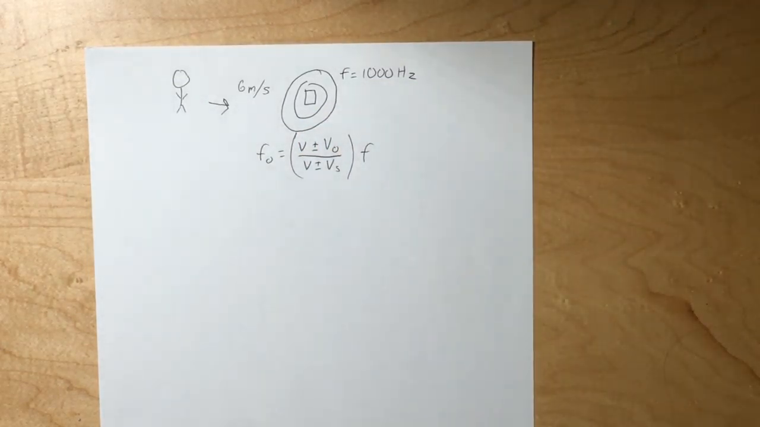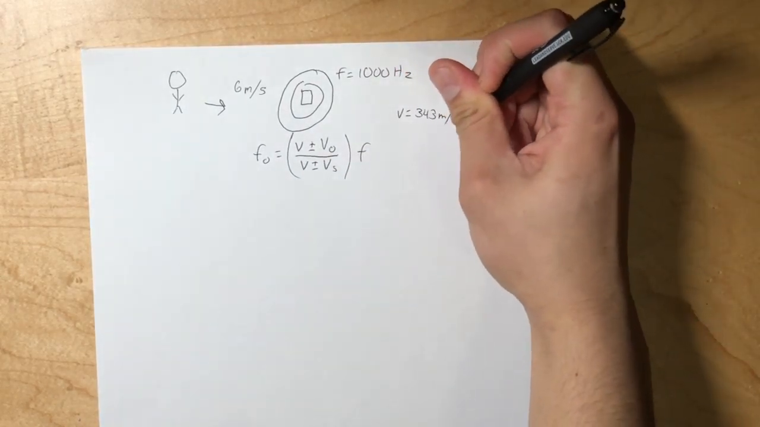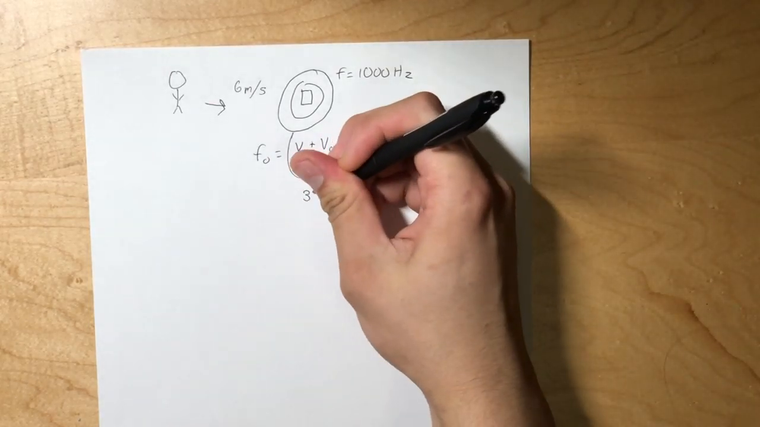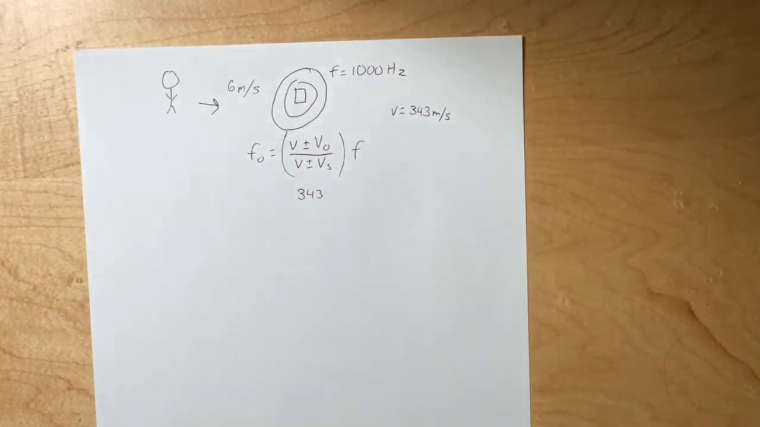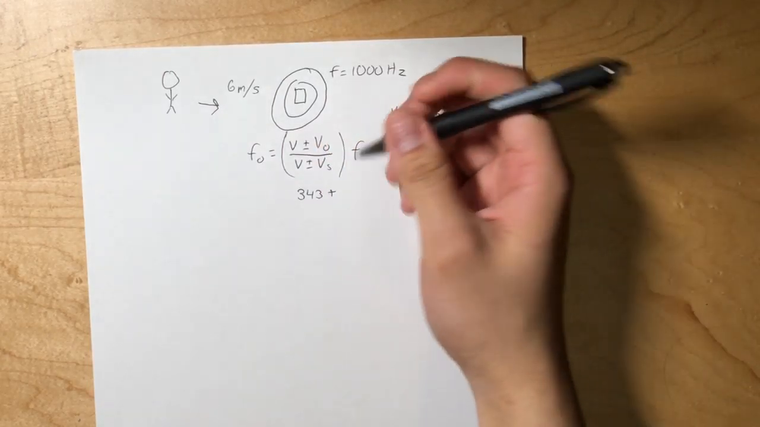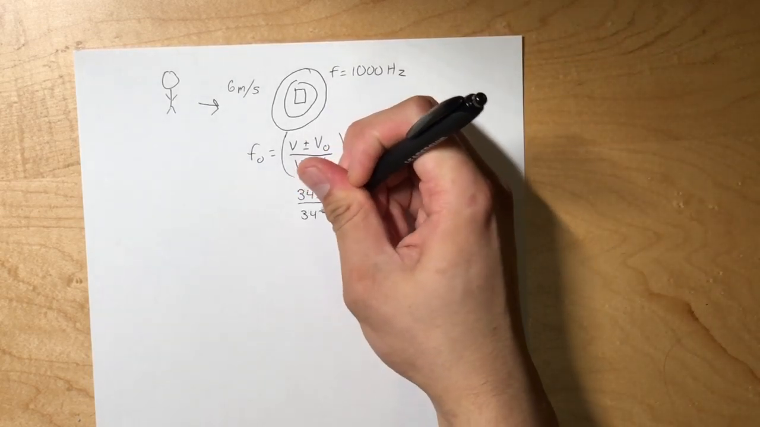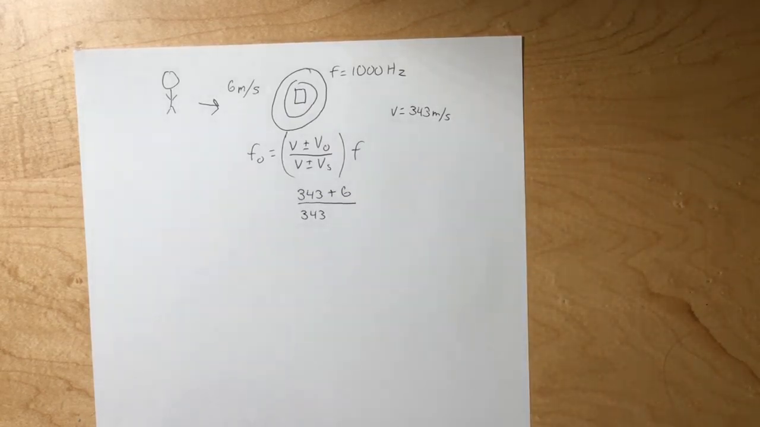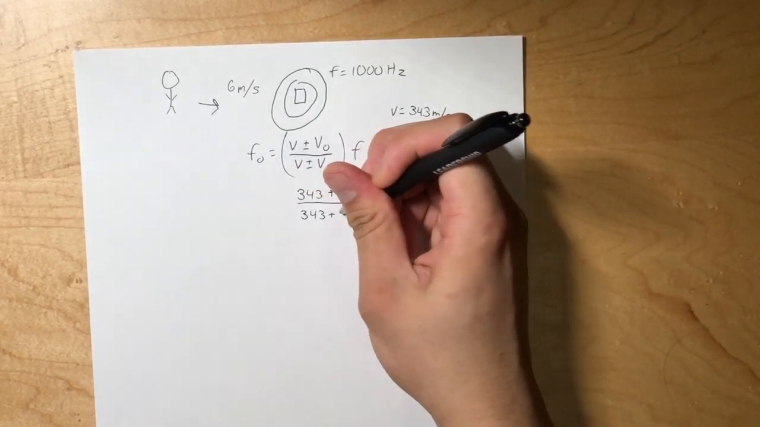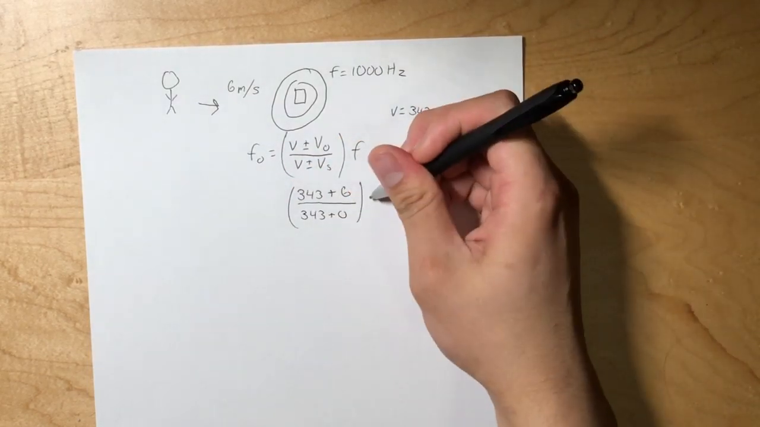So time to start plugging in some values. We said earlier that V is always equal to 343 meters per second. So plug that in, 343. Now, plus or minus the observer's speed. So we know that the observer is walking towards the speaker. So what is that going to mean? It means that the velocity needs to be positive. Divided, plug in your 343. And remember, we said that the speaker is stationary, it doesn't move, so that's just going to be a plus 0. And then our frequency of the speaker is going to be 1000.